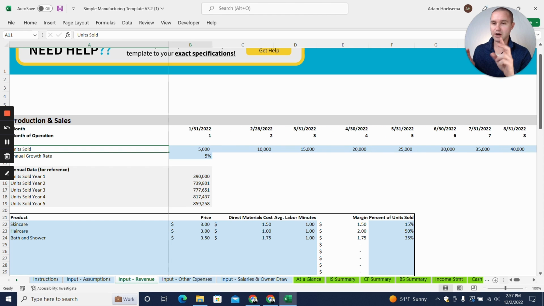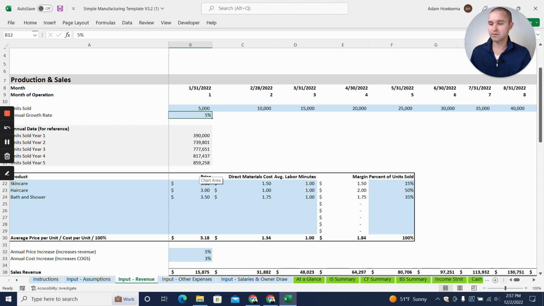That's why this is our simple manufacturing model, because we're trying to just keep it straightforward. If you know what you're going to sell in terms of units, you can enter those. And then you can add an annual growth rate to those units sold, and that'll automatically calculate your units sold for the 5 years.